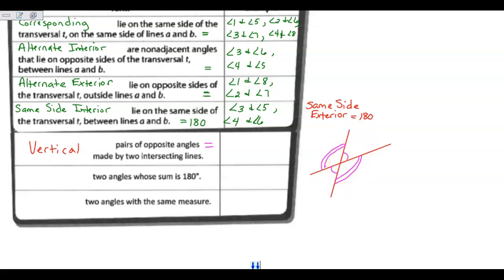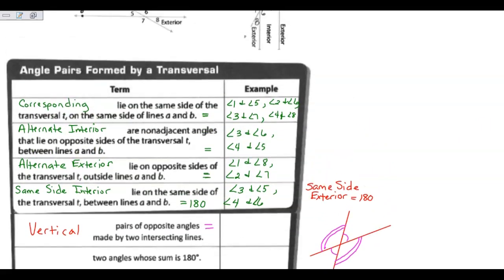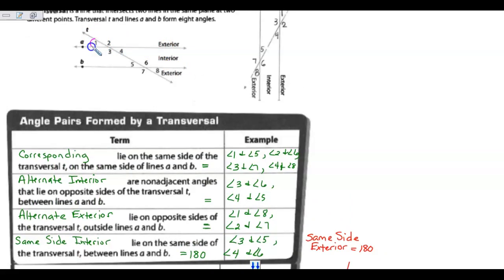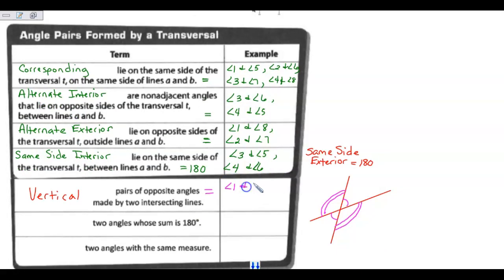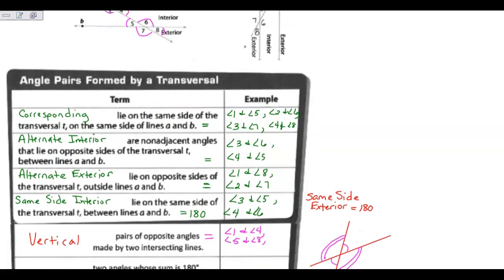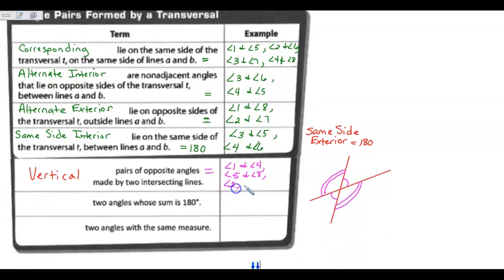Okay? Up in our section up above, if I can find some, I would have angle 1 and angle 4 would be vertical angles. Angle 5 and angle 8 would be vertical angles. 2 and 3, and 6 and 7. So let's see, that's 1, 4, 5, and 8. And then it was 2, 3, 6, 7. Squeeze it in there. There we go.